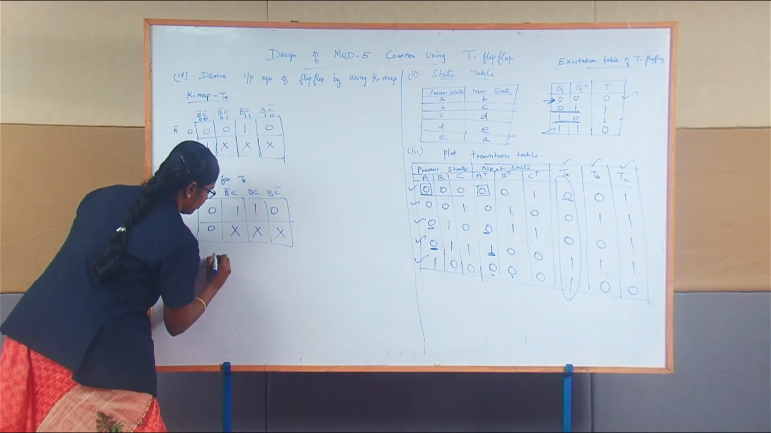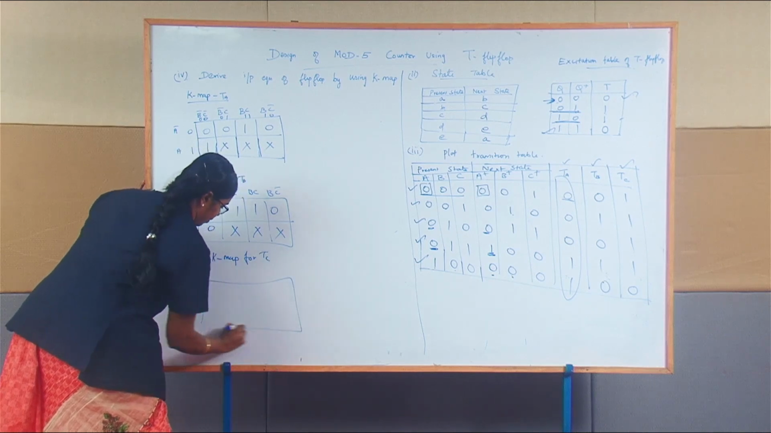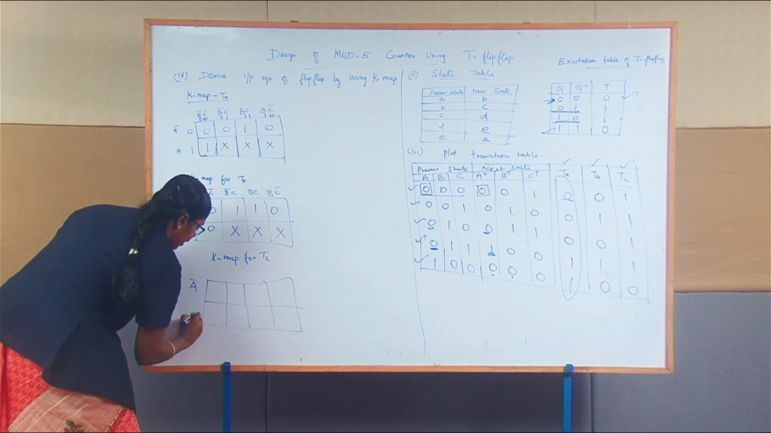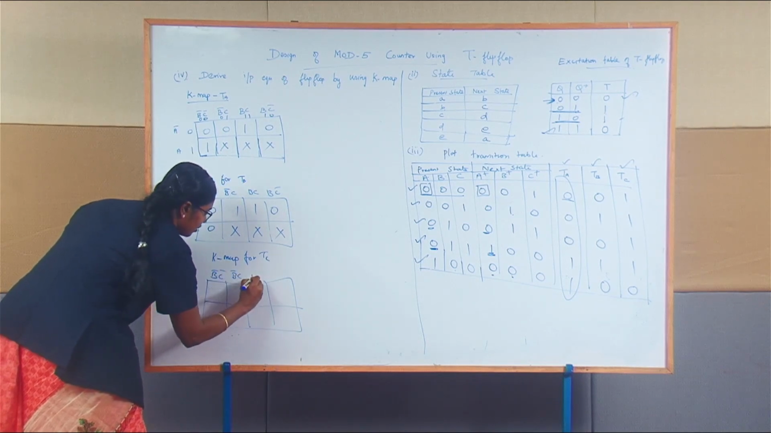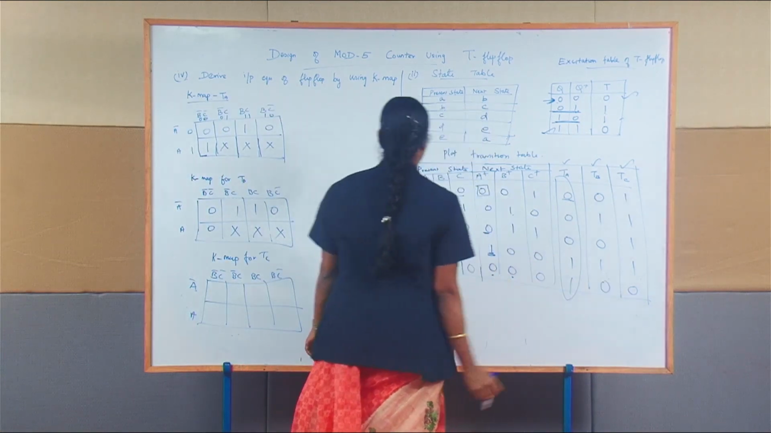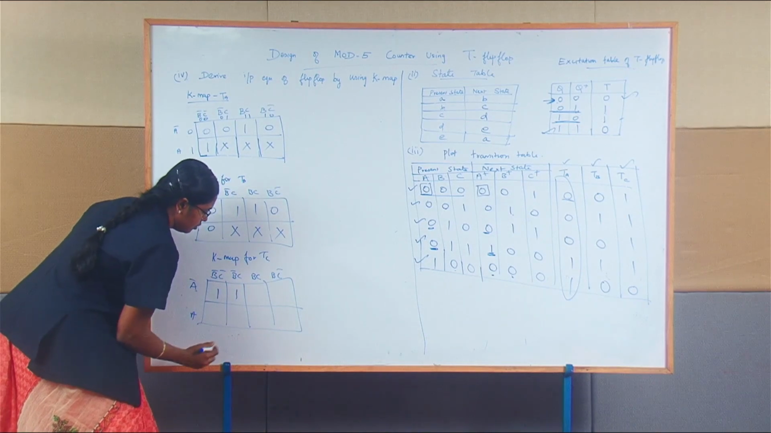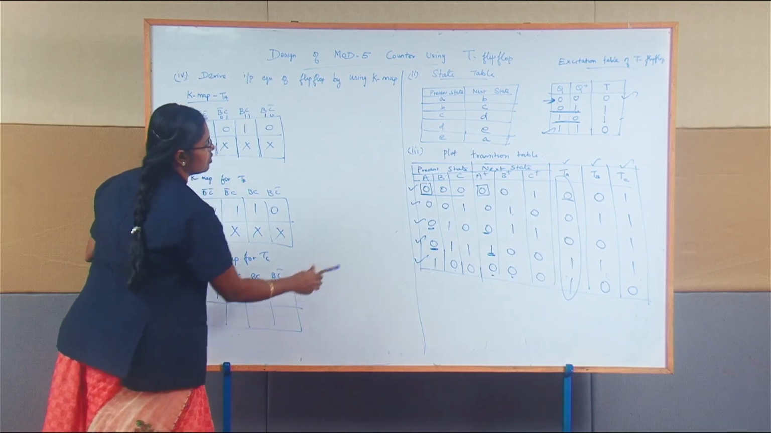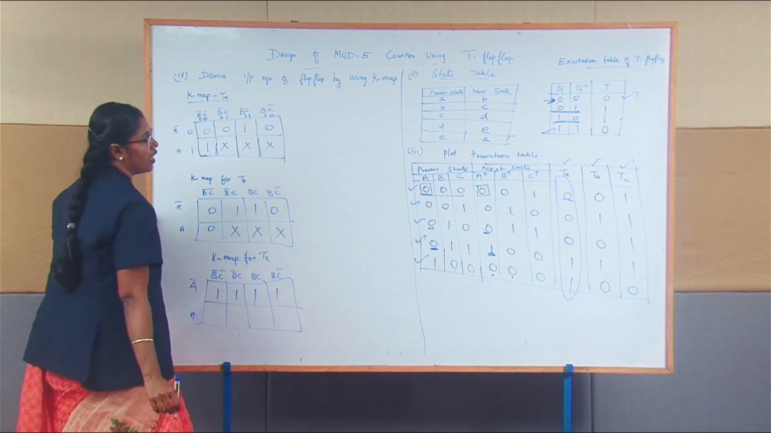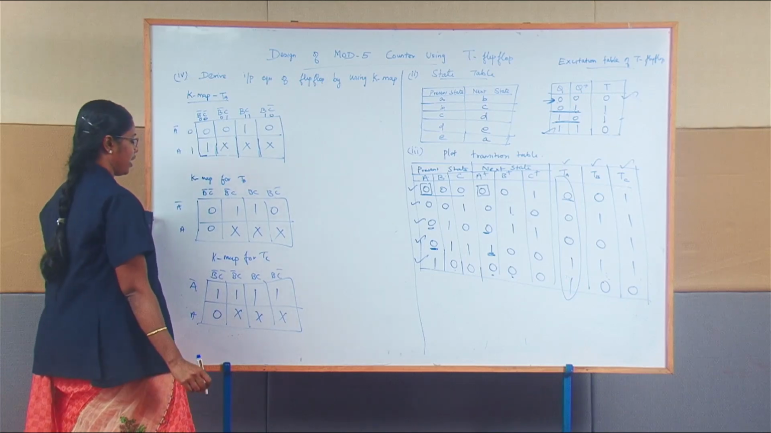Next, plot the K-map for TC. This is A bar, A, B bar C bar, B bar C, B C, B C bar. I am going to fill the last column, that is the TC column. Here 0, 0, 0 is 1, 0, 1, 0 is 1, 0, 1, 1 is also 1, and 1, 0, 0, the value is 0. The others are don't care.